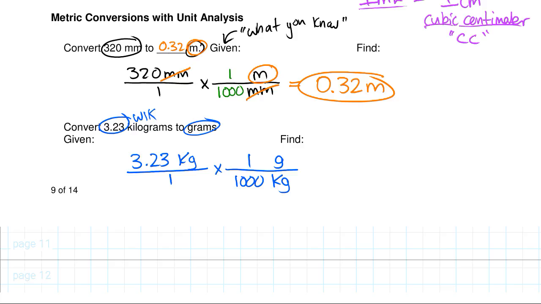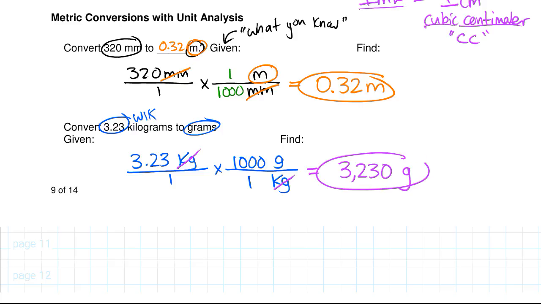In fact, 1 kilogram is 1,000 grams. Kilograms are going to cancel, giving you a bigger number, 3,230 grams. And according to our sig fig rules for both of these examples, we should be okay, because this is 2 sig figs, and so is our answer. This is 3 sig figs, and so is our answer, because remember, trailing zeros never count.